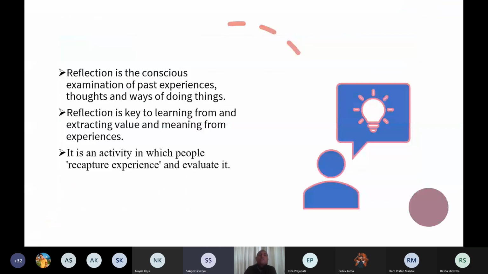So reflection is the conscious examination of past experience, thoughts, and ways of doing things. Reflection is key to learning from and extracting value and meaning from experience. It is an activity in which people recapture experience and evaluate it.